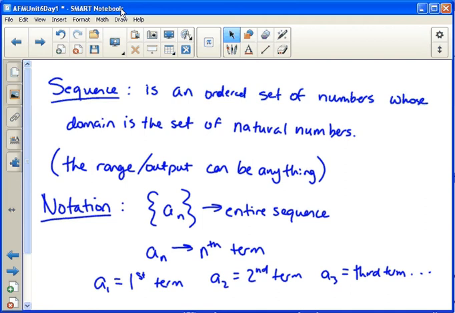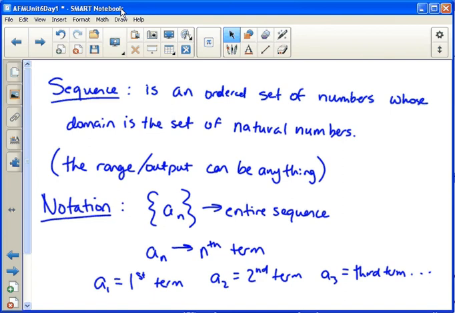Now the range, or your output, can be anything. So just because you can't plug in negatives doesn't mean your result might not be negative. Or just because you don't plug in a fraction doesn't mean you might not get back a fraction. So the domain is limited, the range is not. The range can be anything.